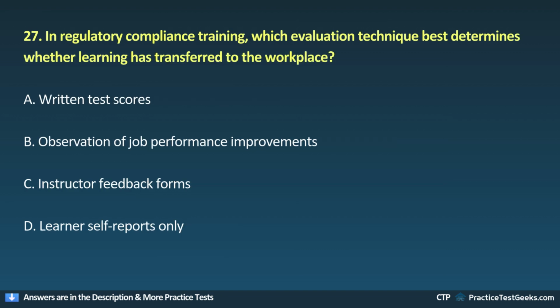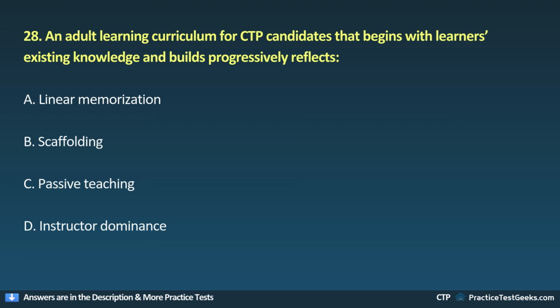27. In regulatory compliance training, which evaluation technique best determines whether learning has transferred to the workplace? A. Written test scores. B. Observation of job performance improvements. C. Instructor feedback forms. D. Learner self-reports only.